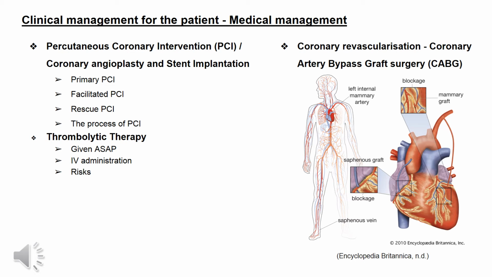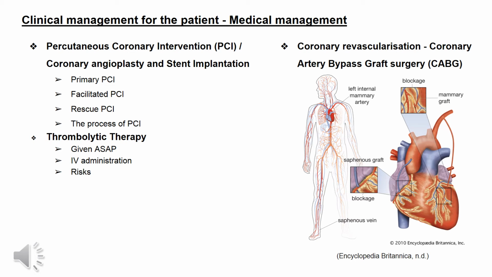A deflated balloon-tipped catheter with a stent is inserted from an artery in the groin to the site of blockage. The balloon is inflated when it reaches the blockage, which allows the stent to expand and lock in place. Then the catheter is removed.